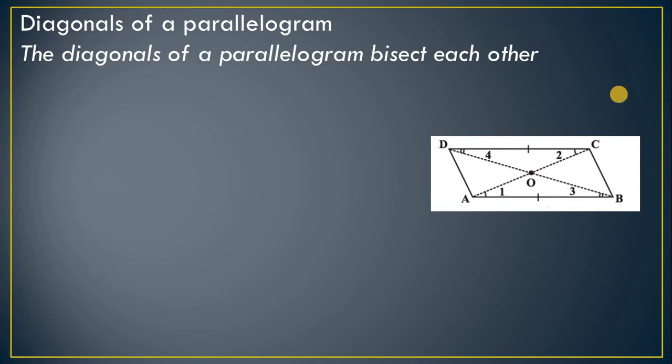Diagonals of a parallelogram bisect each other. Bisect each other means this is a diagonal and this is also a diagonal. They bisect means this side will be the same as this one, this side will be equal to this one. It means they cut into equal lengths.